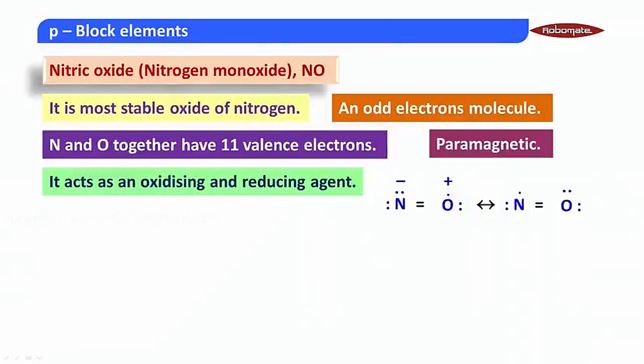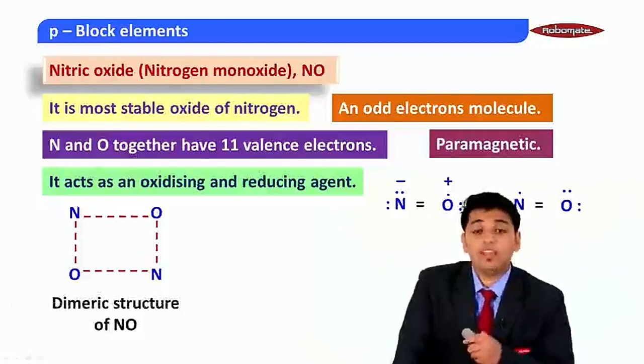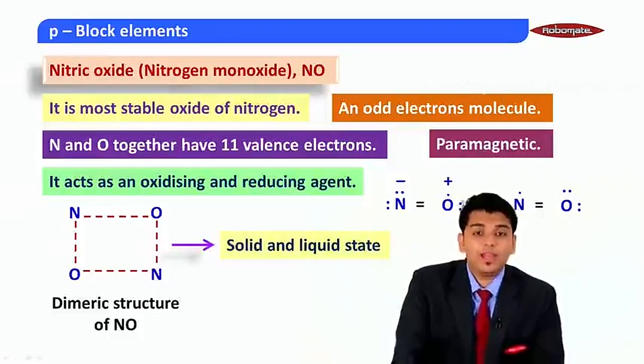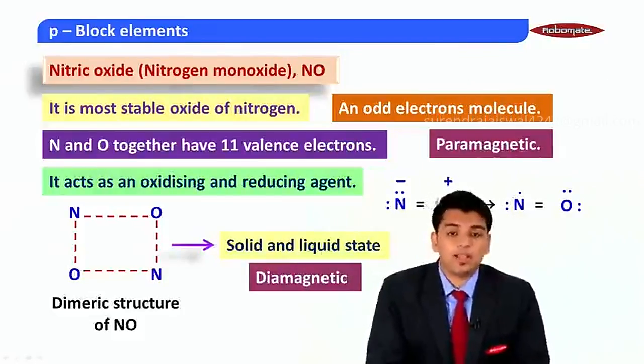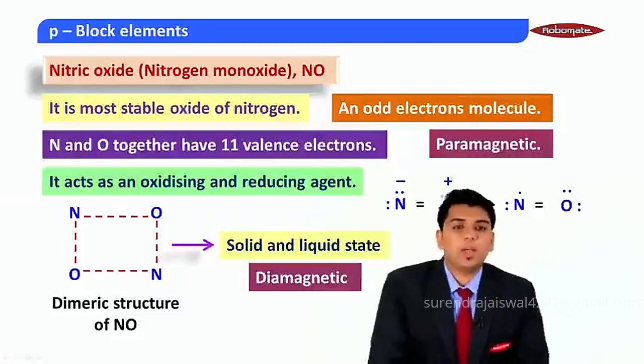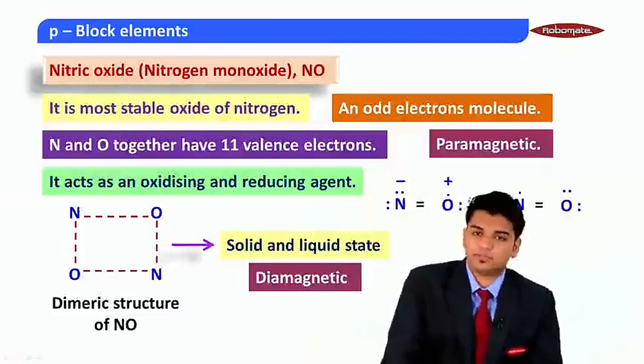Also, it dimerizes, and this is the dimeric structure of NO, and we find this dimeric structure in the liquid and solid form, where it behaves as a diamagnetic material. That means NO in the gaseous state is paramagnetic, whereas in the dimeric state it is diamagnetic.